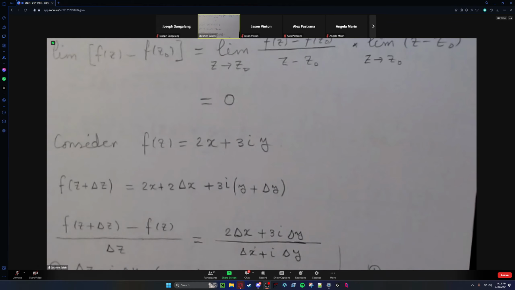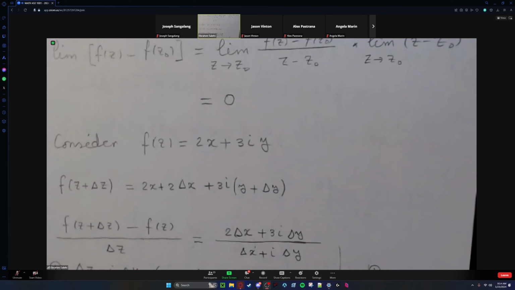I will choose a direction, let's say, parallel to the y-axis. Then delta x will be 0, right? Here is z, and z plus delta z. If you stay along this line, delta y exists, but delta x is 0. If you let delta x be 0, you get 3i delta y over i delta y, you get 3.